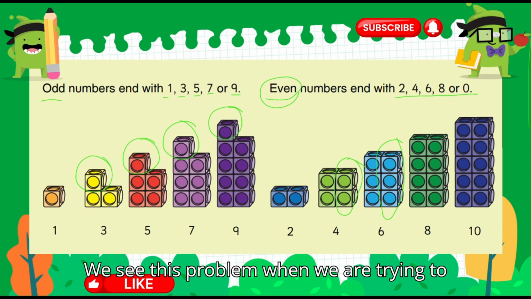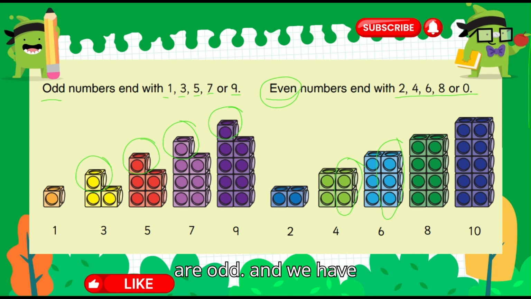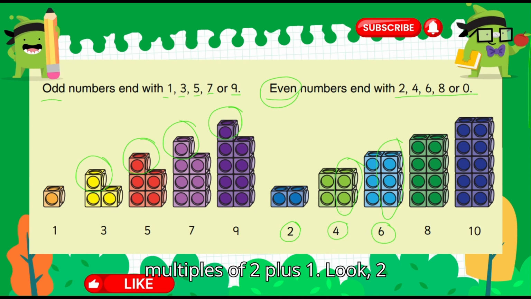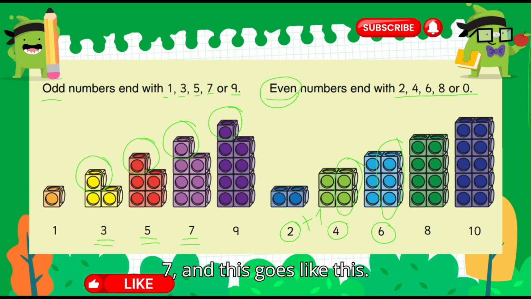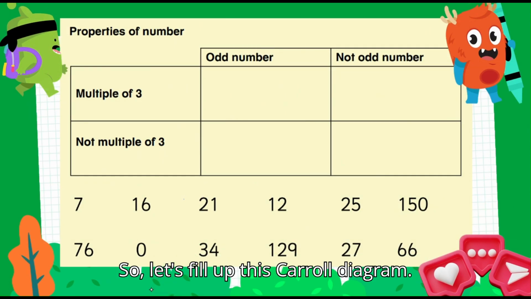We see this problem when we are trying to play a fun game at break, but we are odd and we have someone left over. So, as you can see, even numbers are the multiples of 2, and odd numbers are the multiples of 2 plus 1. Look, 2 plus 1 is 3, 4 plus 1 is 5, 6 plus 1 is 7, and it goes on like this. Now that we remember this, let's go back to the Carroll diagram. So let's fill up this Carroll diagram.